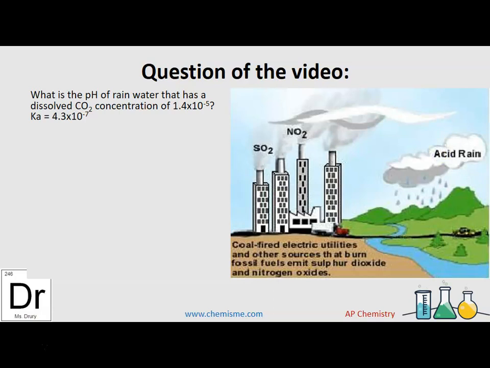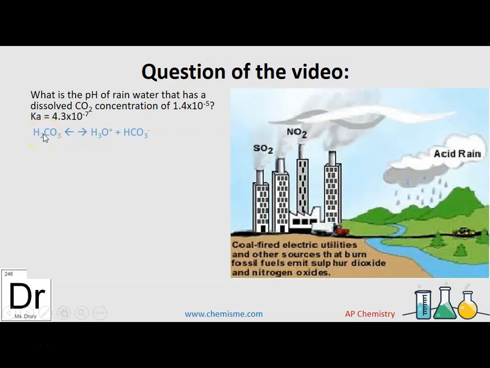So back to the question in the video. If we know that the dissolved CO2 in the air is 1.4 times 10 to the minus 5 molar, and the Ka of this acid, or H₂SO3, where it came from, is 4.3 times 10 to the minus 7, we should be able to calculate the pH of the rainwater. So here's the acid it came from.